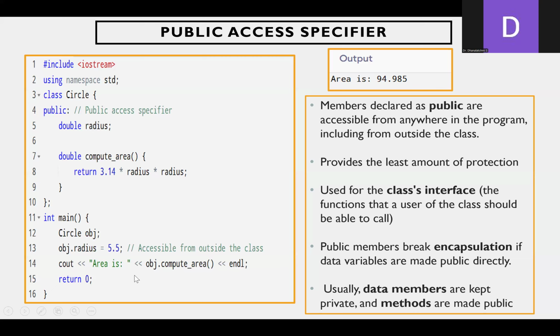So here, the data members are public, so they can be accessed and modified directly. But this is not recommended for sensitive data. Okay? That's why we often keep data private and make the methods public to control how the data is being used.